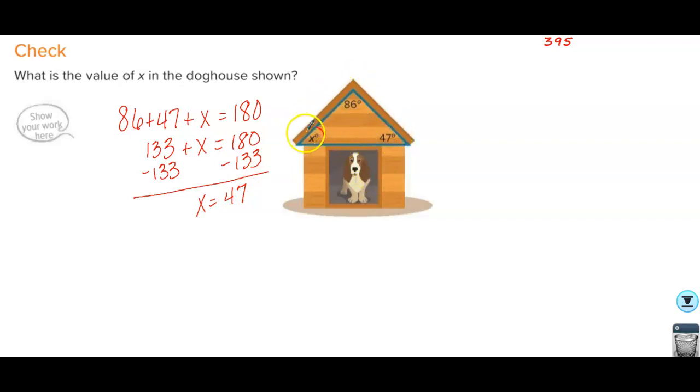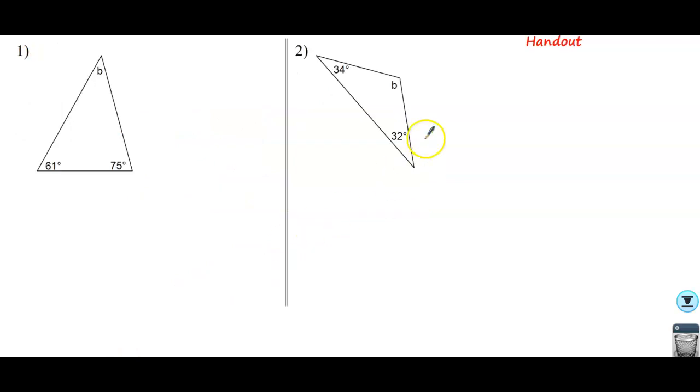That means this is an isosceles triangle. That means this side and this side are the same length. Different lesson, not this one.